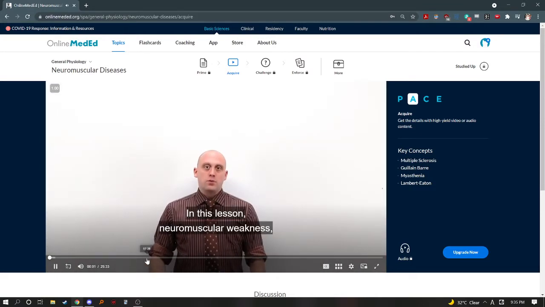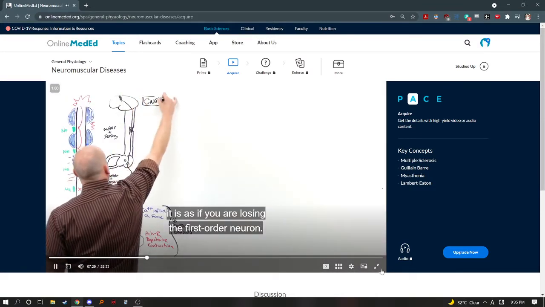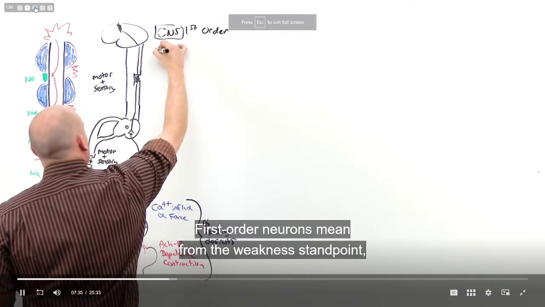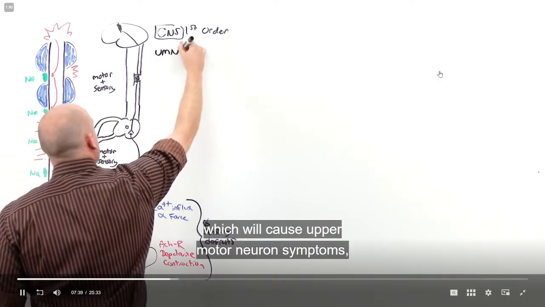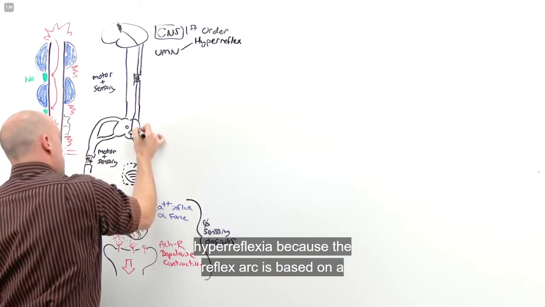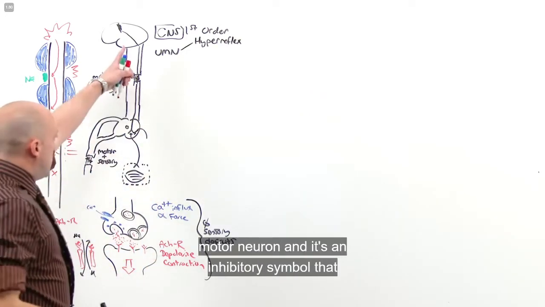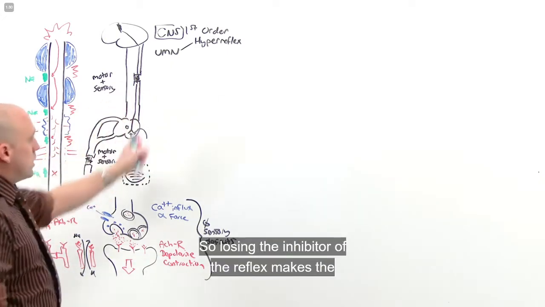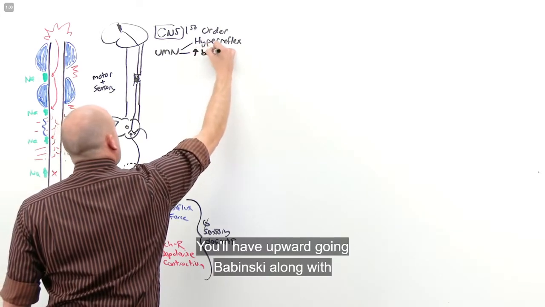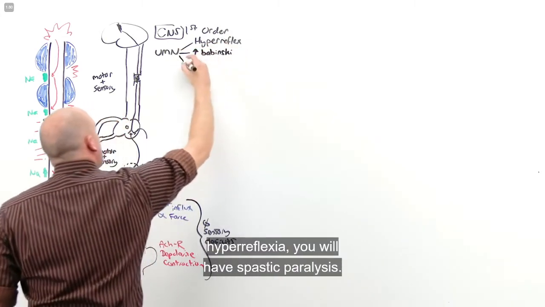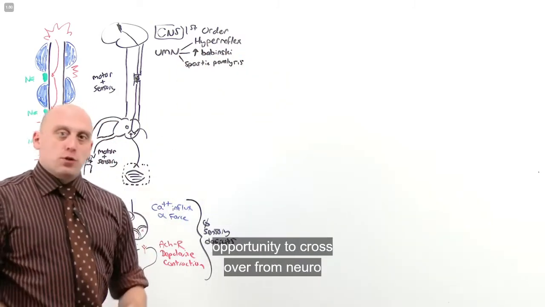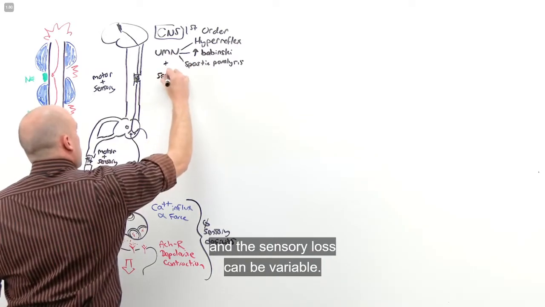If you are losing a first-order neuron, from the weakness standpoint, you're losing an upper motor neuron, which will cause upper motor neuron symptoms. Hyperreflexia, because the reflex arc is based on a sensory fiber coming in and innervating that lower motor neuron, and it's an inhibitory signal that prevents the reflex. So losing the inhibitor of the reflex makes the reflex higher, hyperreflexia. You'll have upward going Babinski, and along with hyperreflexia, you'll have spastic paralysis. This is obviously the extreme form of upper motor neuron lesion, which we're using this as an opportunity to cross over from neuro. And the sensory loss can be variable.